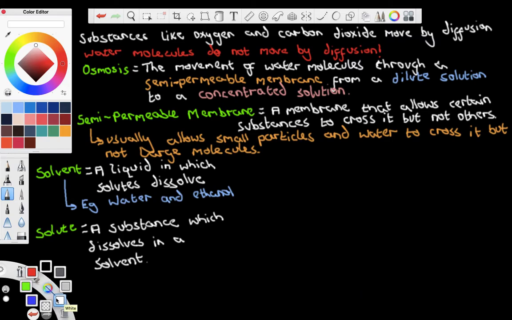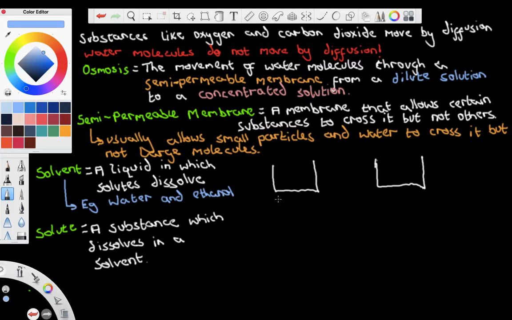So for the benefit of this analogy, I want you to imagine that I've got two beakers. Okay? So I've got two beakers. Beaker 1 contains a dilute solution. So my dilute solution is here. Beaker 2, on the other hand, contains my concentrated solution.